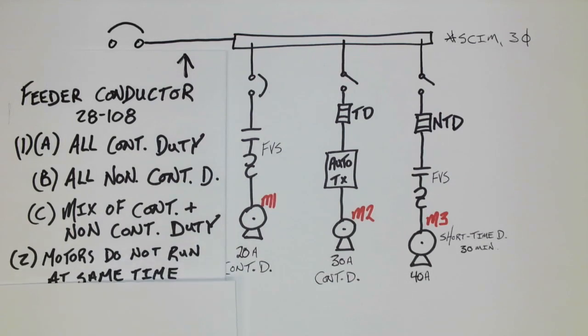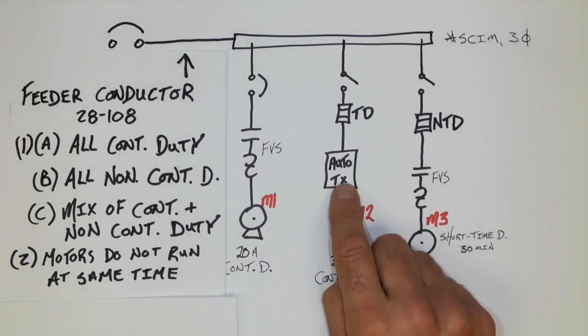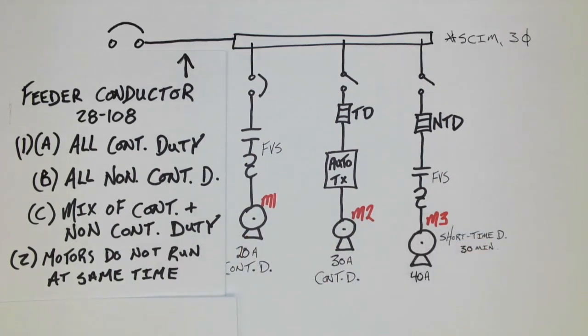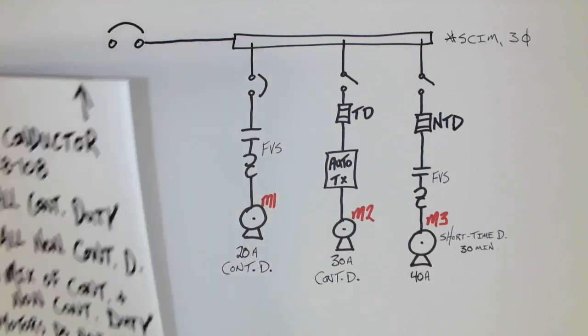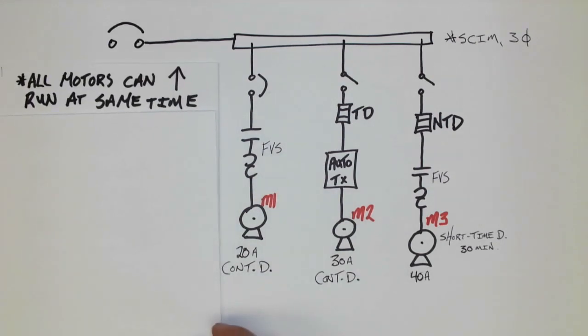And finally, subrule 2, what if the motors don't run at the same time? Let's say they're controlled in some way so that only this one can run, or those two can run, but they never all run at the same time. Well, then subrule 2 would be followed, and it's a pretty logical process. Now, in this situation, we're going to say that all the motors can run simultaneously, and that's the easiest and most common situation that we're going to see.